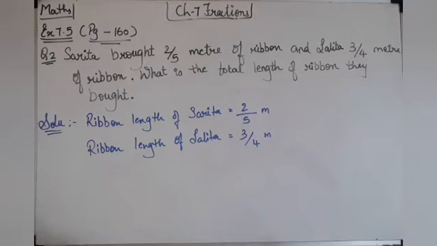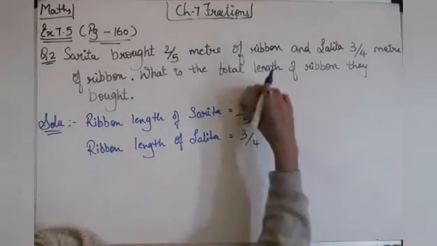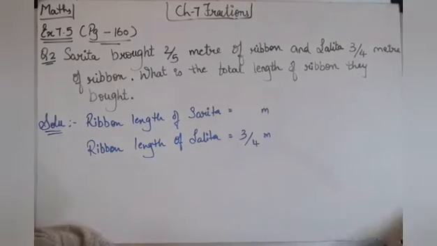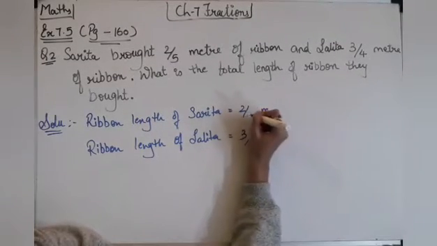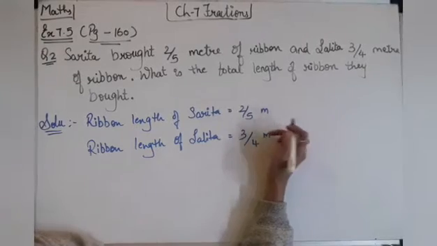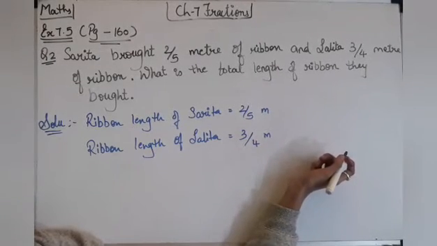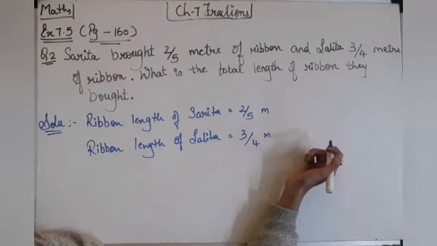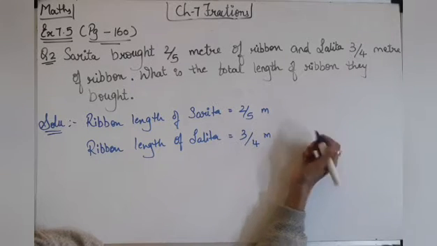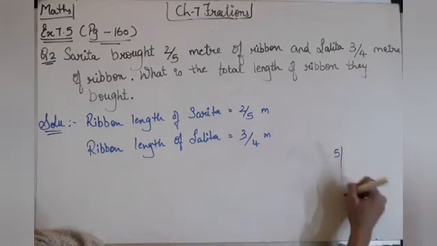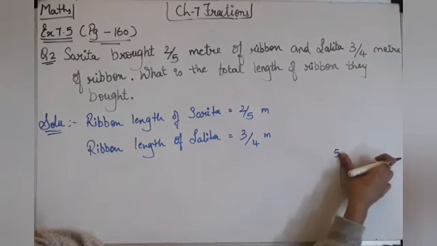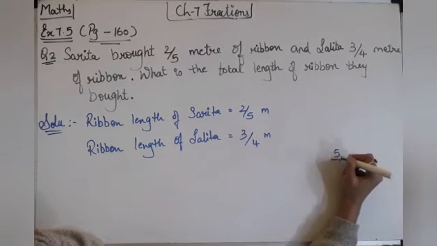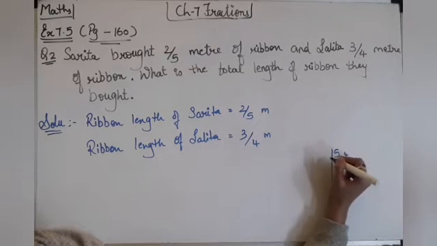As you can see, both the fractions have different denominators, right? Here it is 2 upon 5 and here it is 3 upon 4. So if different denominators are there, what do we have to do? We have to take out the LCM, right? So 5 and 4. We'll take out the LCM.